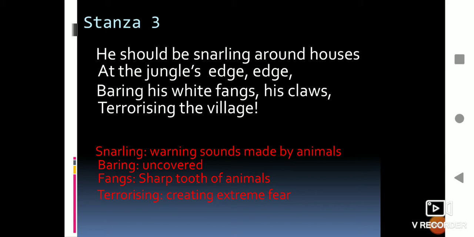So he should be, okay, he is in a cage, but he should be snarling around houses at the jungle's edge. It means that the poet says that if the tiger would have been free, if he would have been in the jungle, he would have snarled around the houses which are at the jungle's edge, which are located at the outskirts of the forest, baring his white fangs, his claws.